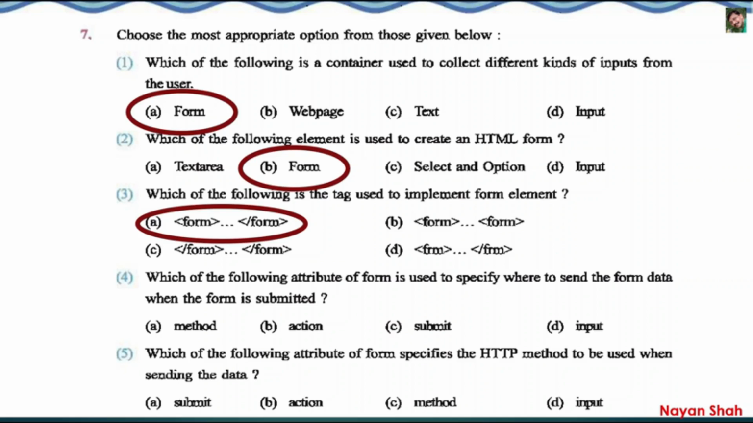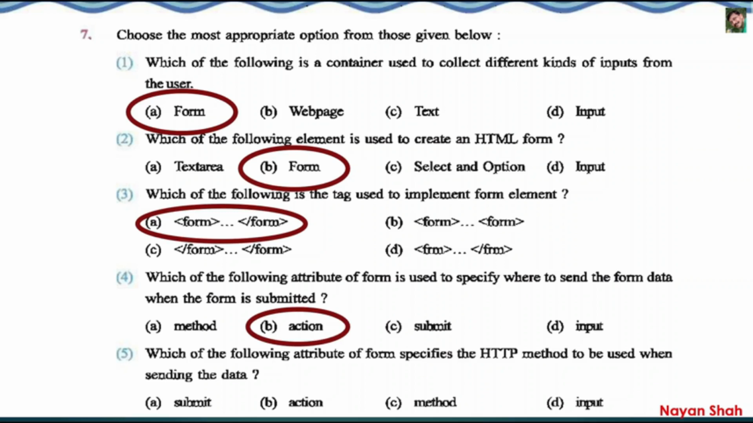Fourth question, which of the following attributes of form is used to specify where to send the form data when the form is submitted? You know that a form has attributes like name, method, and action. So which one of these is used to specify where to send the form data when the form is submitted? So it is obviously the action attribute.